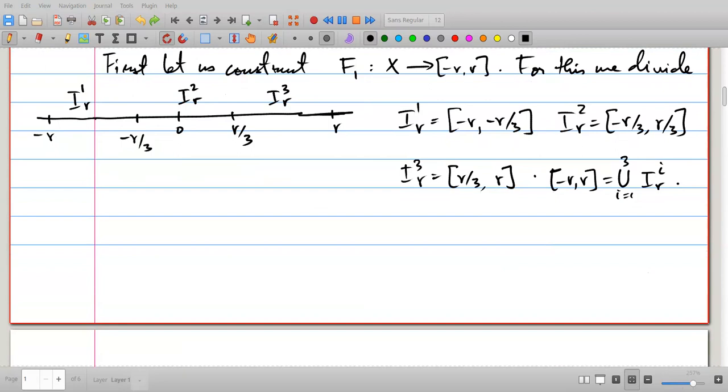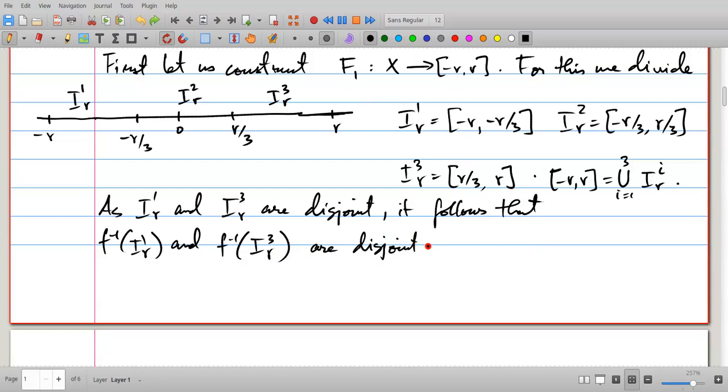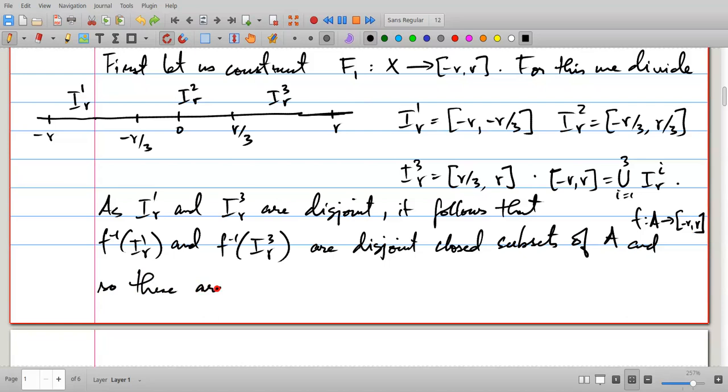So as I_1R and I_3R are disjoint, it follows that f inverse of I_1R and f inverse of I_3R are disjoint closed subsets of A. So recall that f is from A to [-R, R]. And so these are disjoint closed subsets.